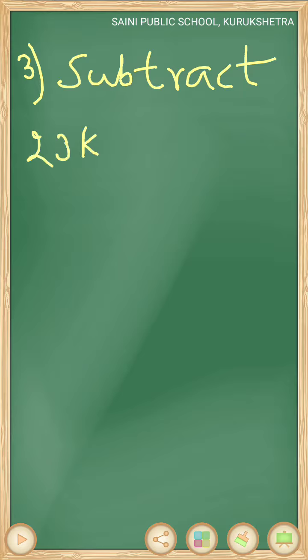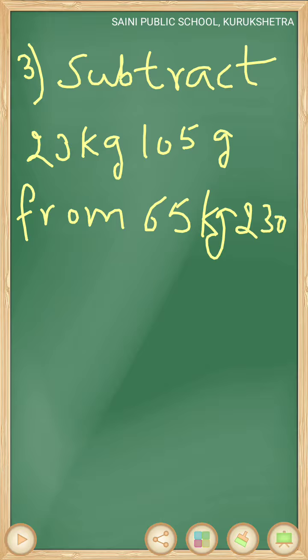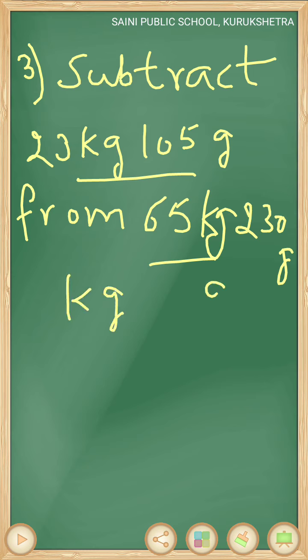Subtract 23 kg 105 g from 65 kg and 230 gram. Okay. The question is: subtract this number from this number. In this, first of all, we will write the units, kilogram and gram.